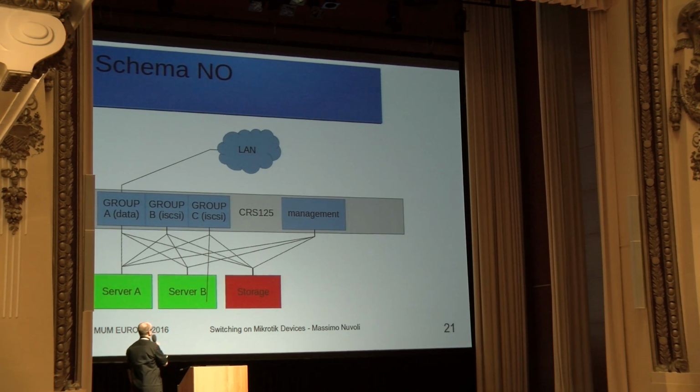This is the wrong schema. Can someone tell me why this is not right? There is only one reason. Because this is a real implementation. We have a lot of cable inside the infrastructure, but the problem is the connection with the LAN.